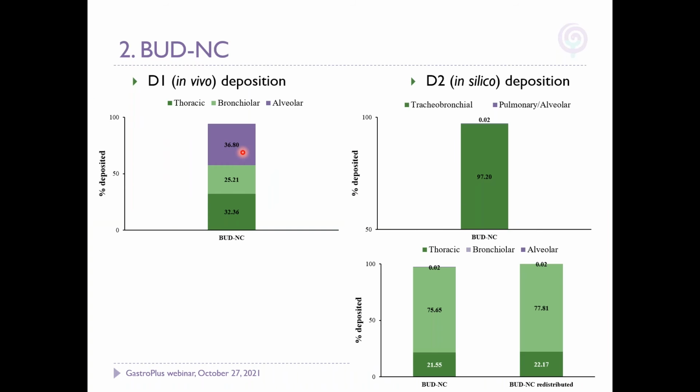Now, let's move to the second formulation, budesonide nanocrystal. 2 sets of deposition data are again presented here, and for this formulation, you can notice that the difference between the observed and predicted fractions of drug deposited in alveoli is rather large.